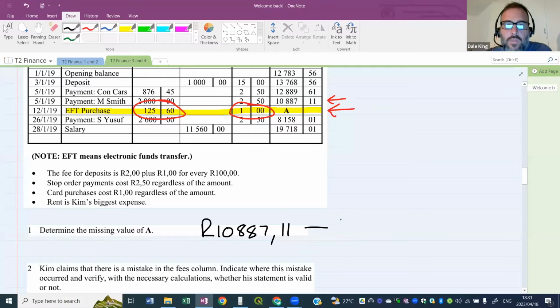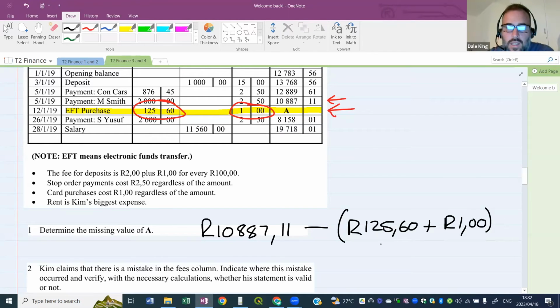And what I like to do, if I'm going to add two values together and then the answer of that must be subtracted from another value, I put a bracket. Inside this bracket, I need not only the purchase value of the item, which is 125 Rand 60, but I also need the R1 fee. So I'm adding these two values together: the purchase value of the item plus the fee for that purchase. Then I'm subtracting these two values from the balance, which is 10,887 and 11 cents.